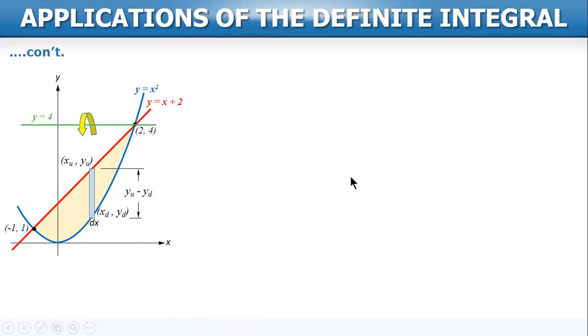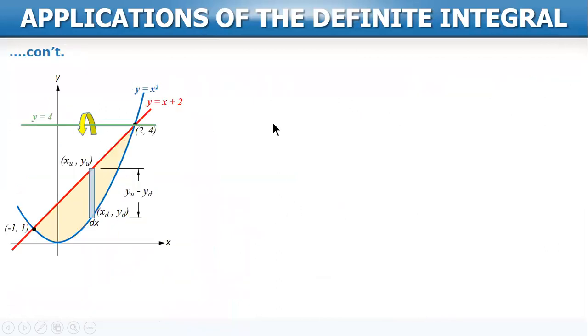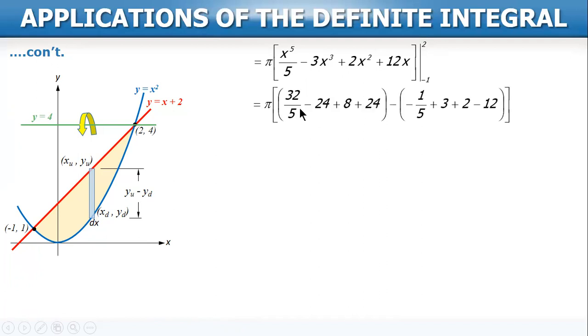And we integrate, okay, we integrate using power rule. And then evaluate from lower limit to upper limit. Dx, so it's from negative 1 to positive 2. Okay? And our volume is 108 over 5 pi.